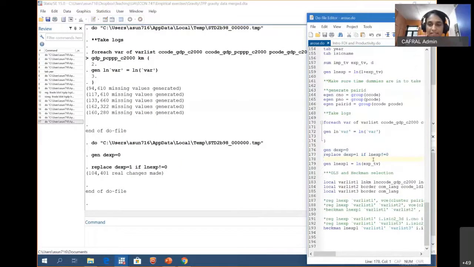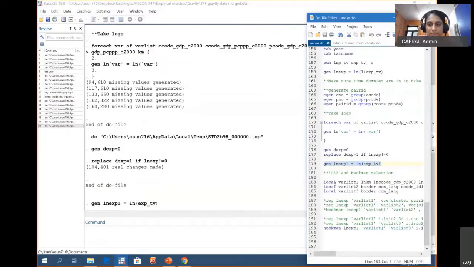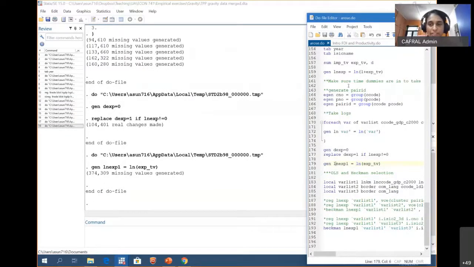I'll generate that. And then I will generate another variable that is log of exports, but one that will keep the missings. So this one is a little bit different from the previous log of exports because this one doesn't have the one plus. So if exports are zero, then this LNX one is going to be missing. And I need this for the Heckman model. Okay, so let me first run these simple models and then I will come to the Heckman selection model.